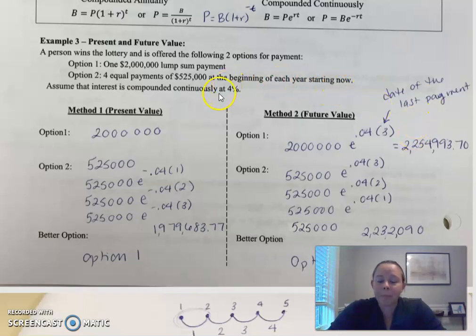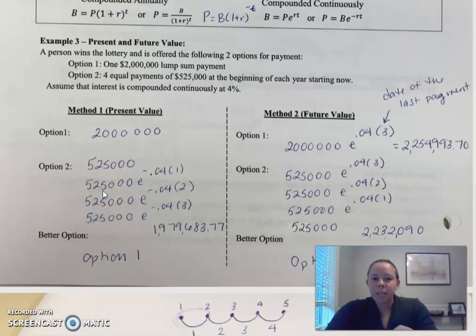All right, so here we go. You want to compare present and present, future and future. And I'll explain here in a second. So let's find the present value. So if you're given $2 million today, that's what it's presently worth, $2 million. So that's option 1. Now we want to figure out the present value for option 2. So the first payment you get, that's what it's worth today. But the second payment, what is that worth today?